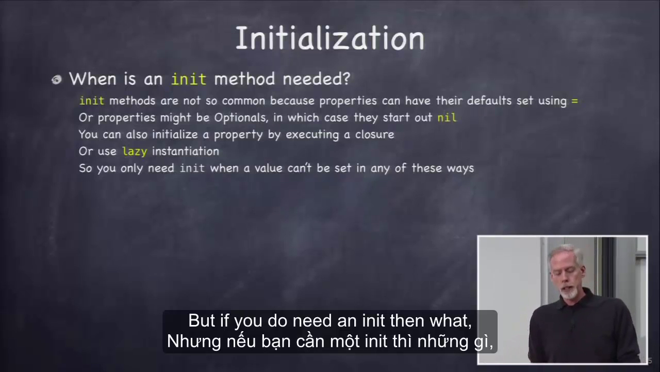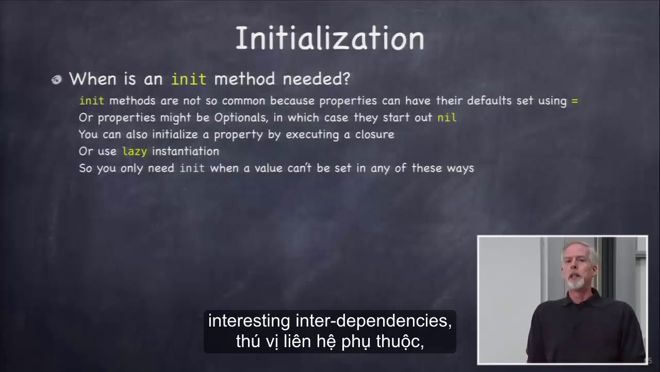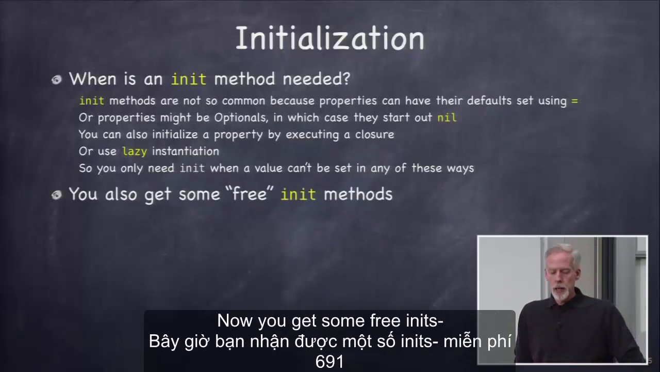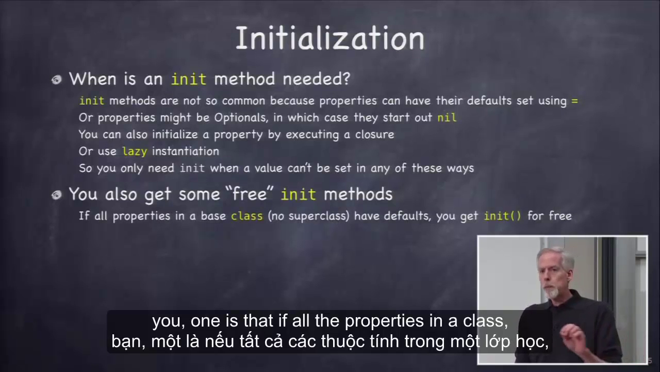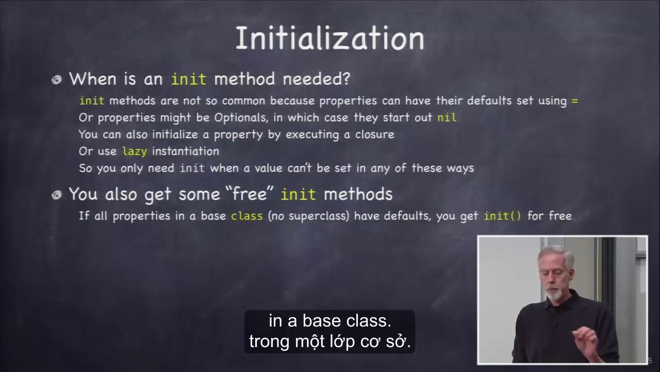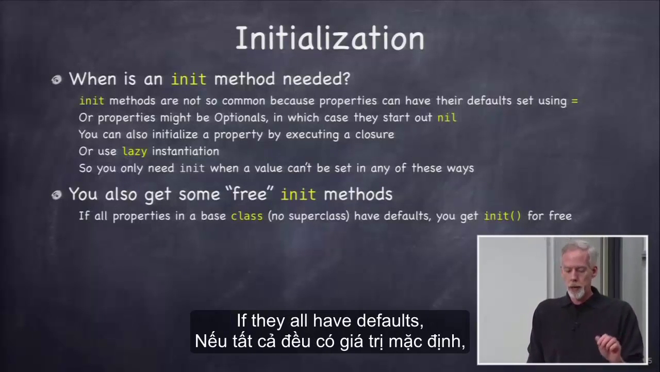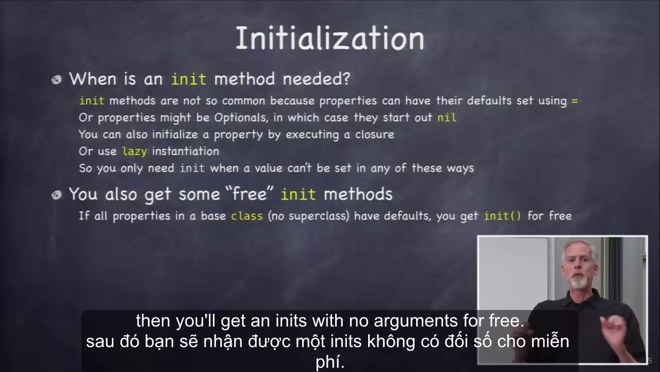But if you do need an init, how do we do init? Because init has some interesting interdependencies. It's not as straightforward as you might think. Now, you get some free inits, inits that get done for you. One is that if all the properties in a base class, something that has no superclass, like calculator brain, all have defaults, then you'll get an init with no arguments for free.